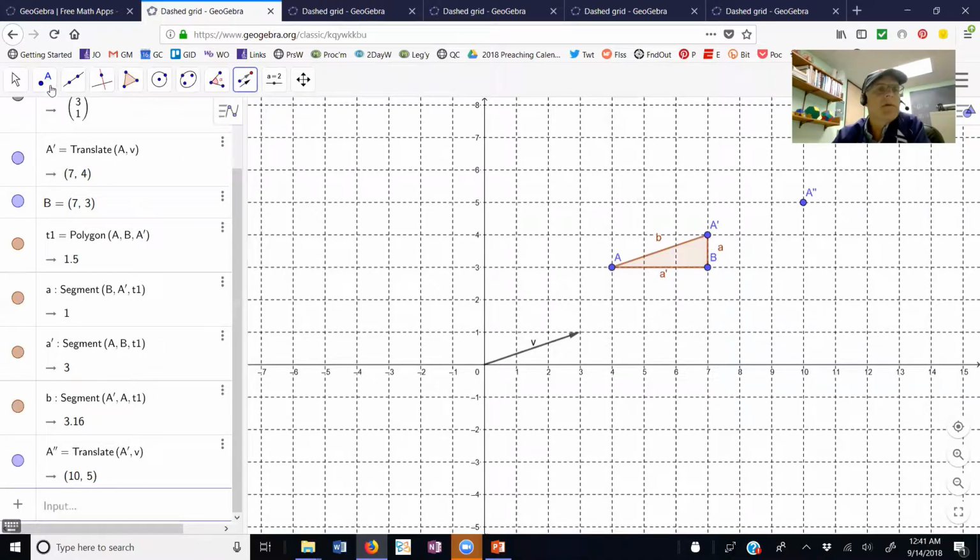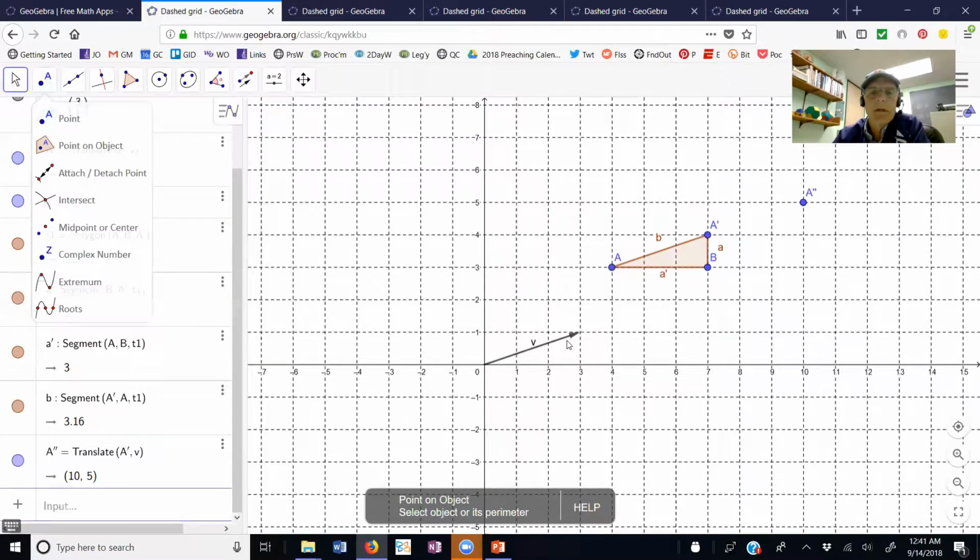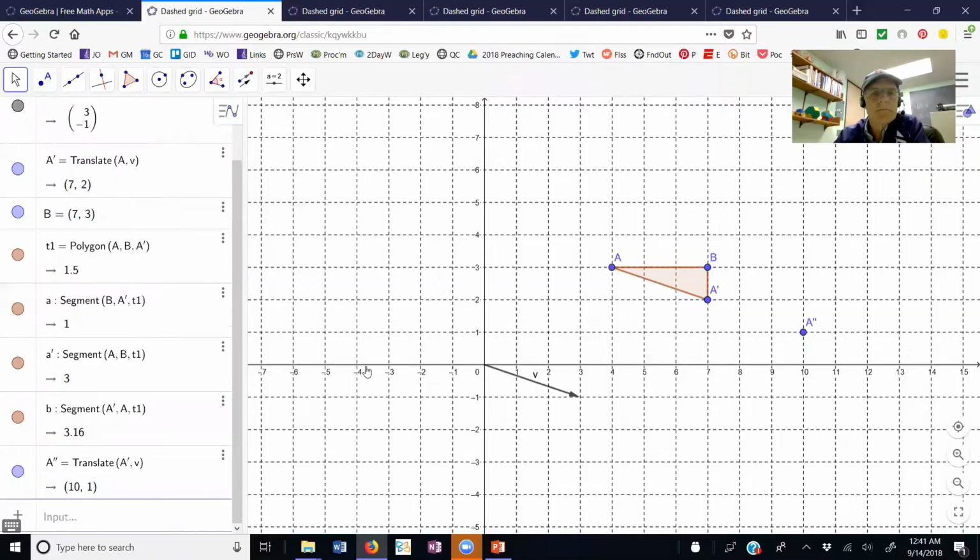If I would change my vector here, let's see if I can change my vector. Now I've changed my vector. The vector goes to the right 3 and down 1. So A is here. This has a slope of negative 1/3. Rise over run is negative 1/3. And then A prime comes down here to A double prime, to the right 3 and down 1.